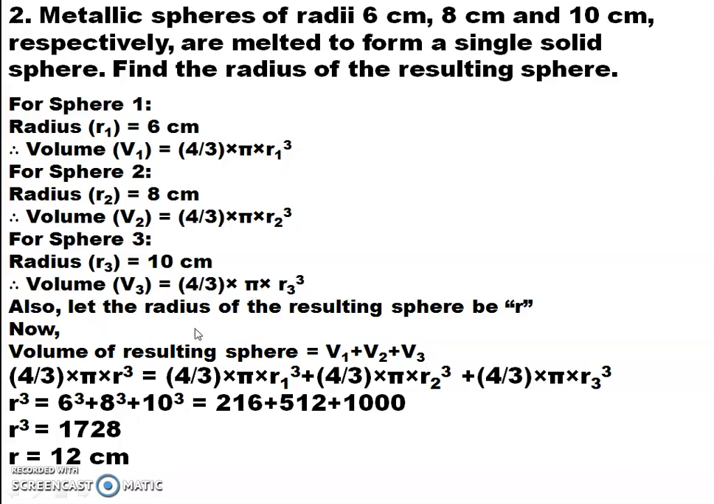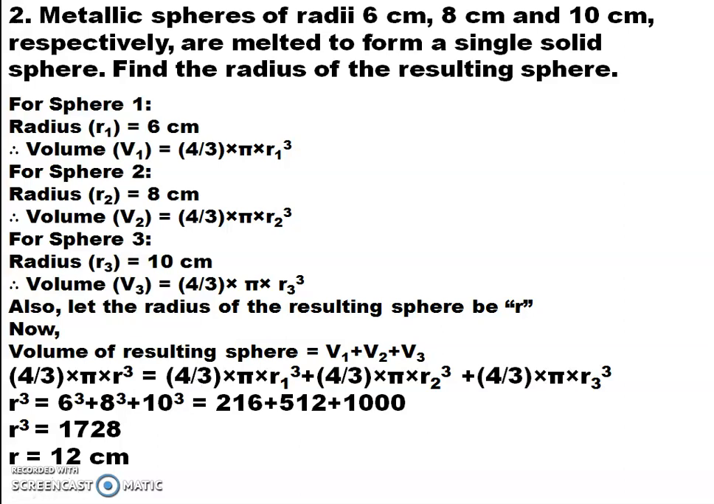Now let us take the radius of the resulting sphere as small r. Here we took R1, R2, R3. So the resulting sphere radius will be r. Now equating 4 by 3 pi r cube, this is the volume of the resulting sphere, to 4 by 3 into pi r1 cube plus 4 by 3 into pi r2 cube plus 4 by 3 into pi r3 cube.